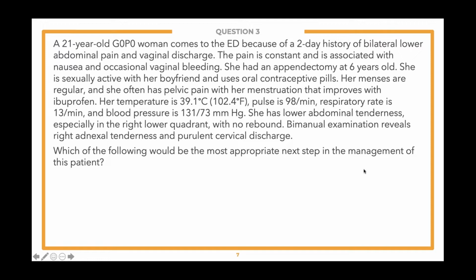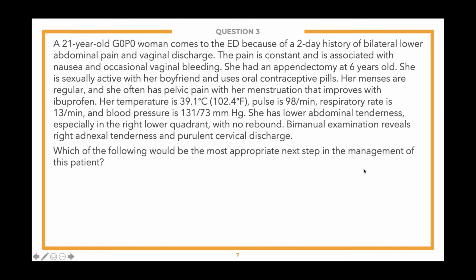A 21-year-old G0, P0 woman comes to the ED because of a 2-day history of bilateral lower abdominal pain and vaginal discharge. The pain is constant and is associated with nausea and occasional vaginal bleeding. She had an appendectomy at 6 years old. She is sexually active with her boyfriend and uses oral contraceptive pills. Her menses are regular, and she often has pelvic pain with her menstruation that improves with ibuprofen.